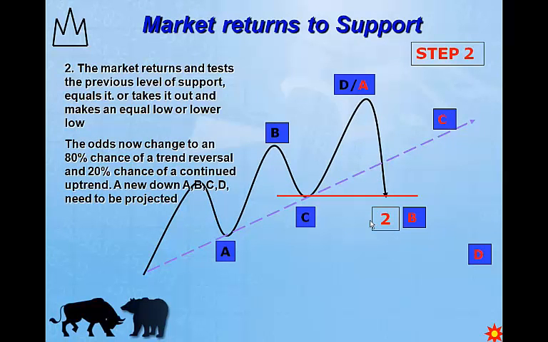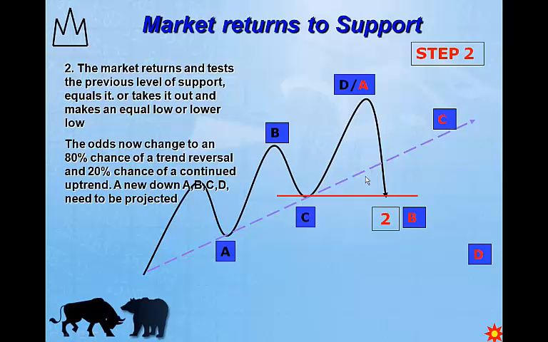Now, step number 2, the market returns and tests the previous level of support or takes it out and makes a lower low. Now the odds change to an 80% chance of a trend reversal and a 20% chance of a continued uptrend. Okay, so once we had the trend line break and then we made a lower low and hit that support, now we have an 80%.